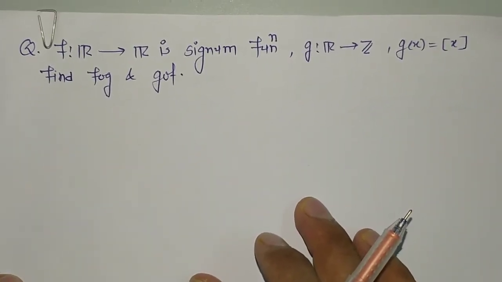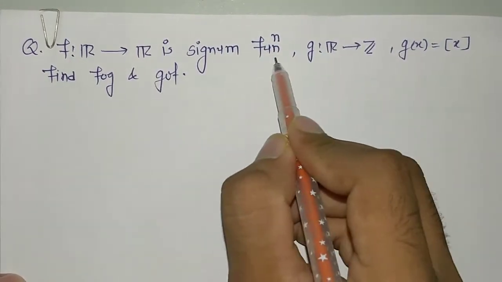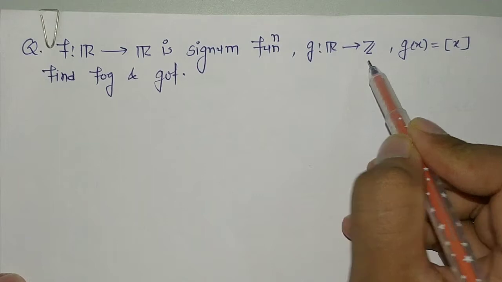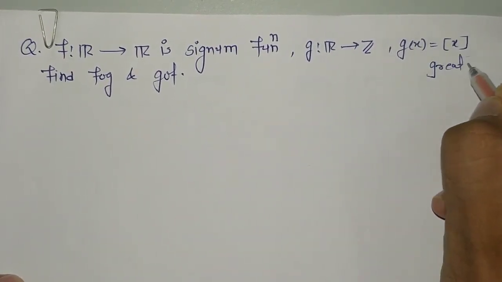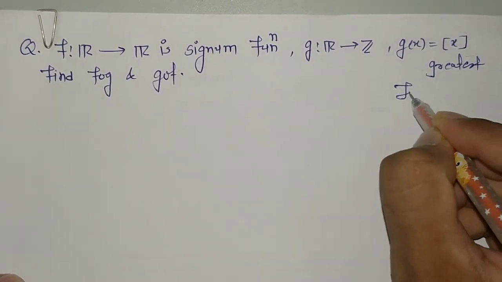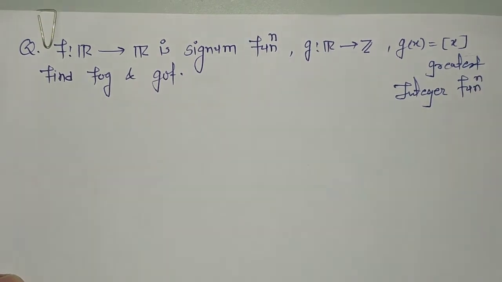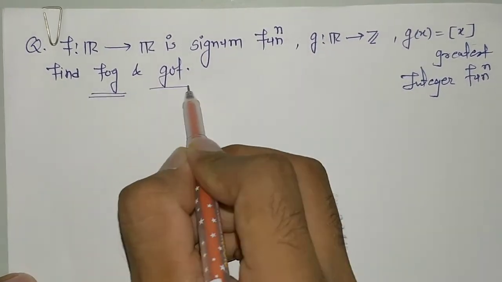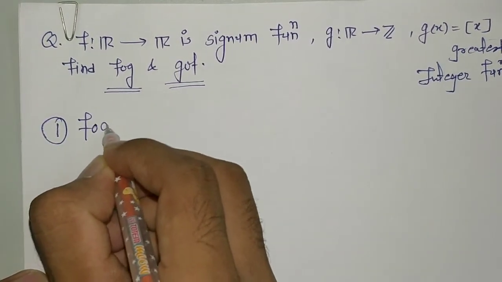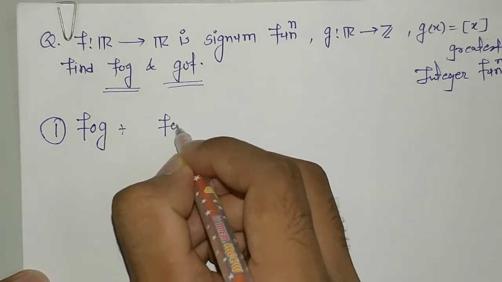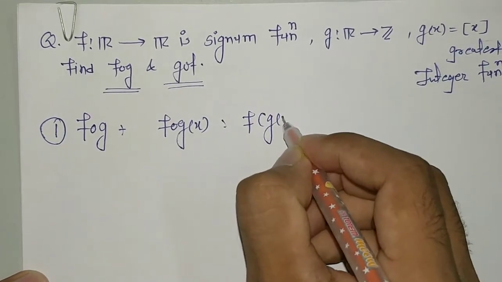Now the next question. f is from R to R and is a signum function, and g is from R to the set of integers. g of x is the greatest integer function. We have to find fog and gof.